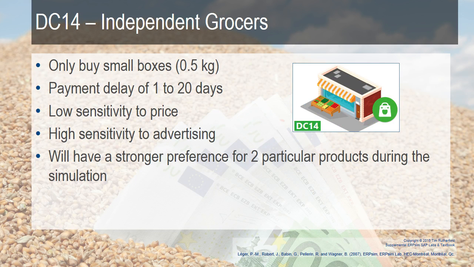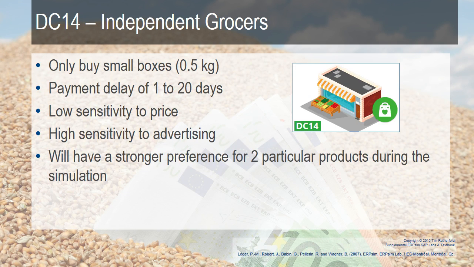The last distribution channel is 14. They are smaller, kind of mom-and-pop stores. They don't have a whole lot of shelf space, so they only buy the small boxes, the 0.5 kilogram boxes. They tend to pay, well, it's pretty open. It might be one day, it might be 20 days. So most often you're going to get paid more quickly than distribution channels 10 and 12.